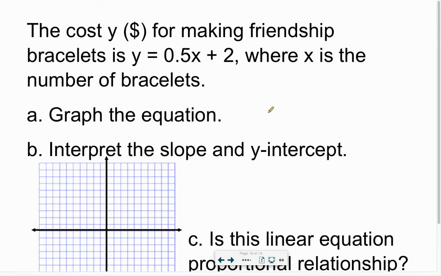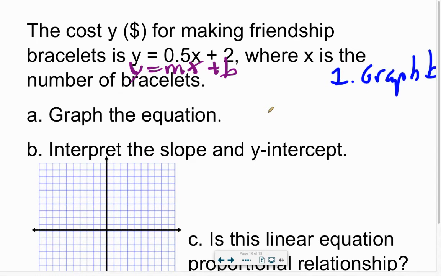Otherwise, here we go. Equation: the cost for making a friendship bracelet is y equals half x plus 2, where x is the number of bracelets. Graph the equation. Well, today we're going to graph it in slope-intercept form. Is that equation in y equals mx plus b? It is. So step 1, graph b. Please write that into your notes. You don't have to do it on the assignment, but I want you to write it in so you can see it in multiple different places when you go back.